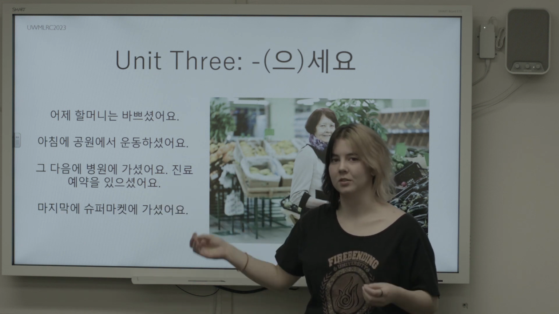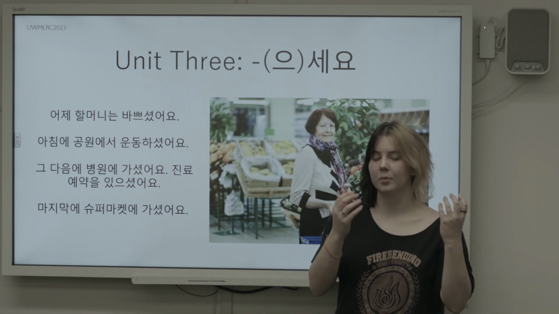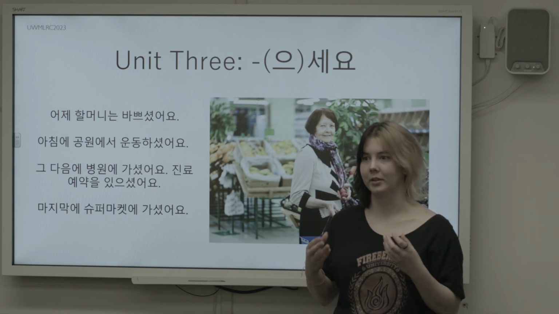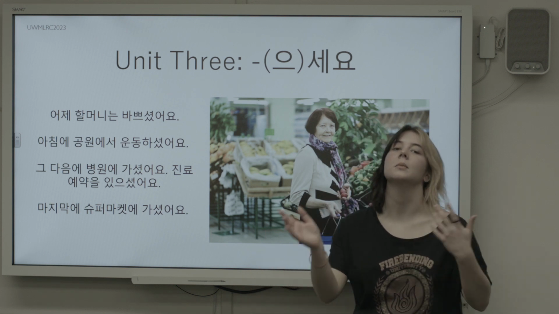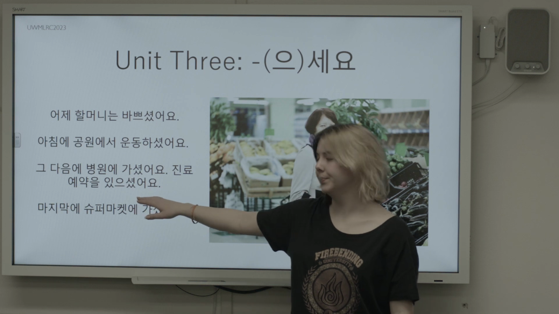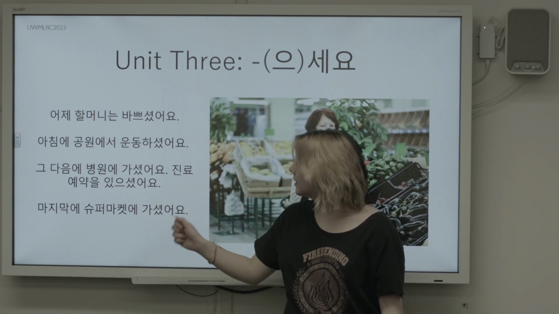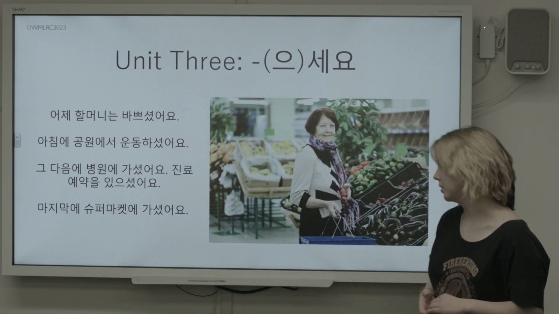있으셨어요. We use this form because your grandmother is not the subject of the sentence, it's rather something that she had. So in this case, we can use 있으셨어요. 마지막에, finally, 슈퍼마켓에 가셨어요. She went to the supermarket.